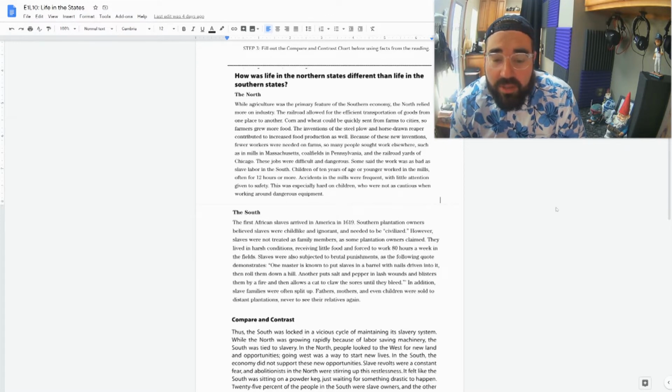So, many people sought work elsewhere, such as in mills in Massachusetts, coal fields in Pennsylvania, and the railroad yards of Chicago. Oh, I said coat fields? What am I doing? Coal fields, like coal. These jobs were difficult and dangerous. Some people said the work was as bad as slave labor in the South.